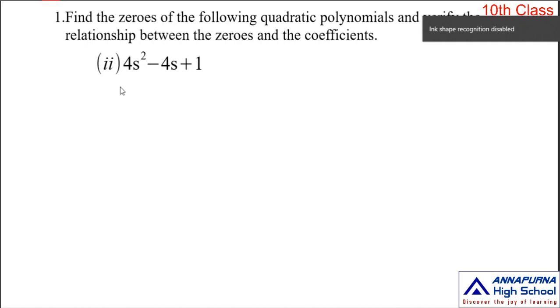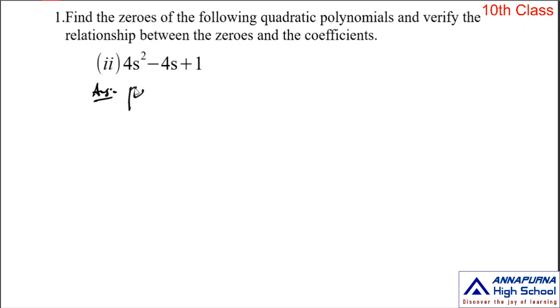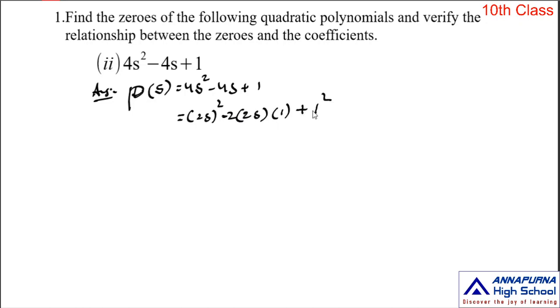Okay, now come to the second one. Here the second polynomial is p of s is equal to 4s square minus 4s plus 1. Okay, follow the same process. First factorize this quadratic polynomial. In case you observe this quadratic polynomial carefully, it is not important to factorize. Why? Because see, 4s square you can write as 2s whole square, minus 4s we can present as 2 into 2s into 1, plus 1 square.